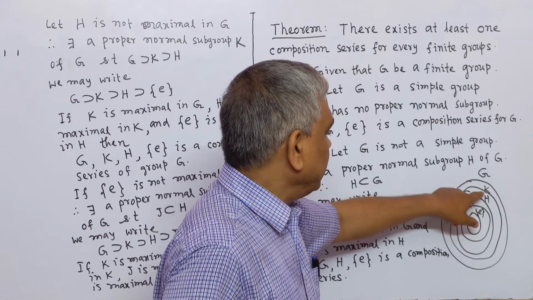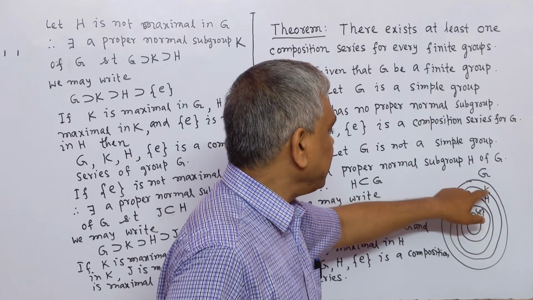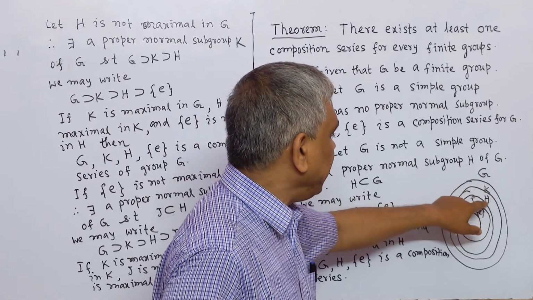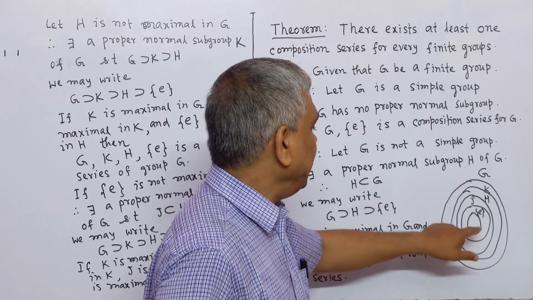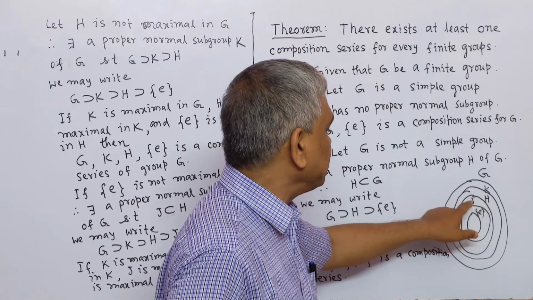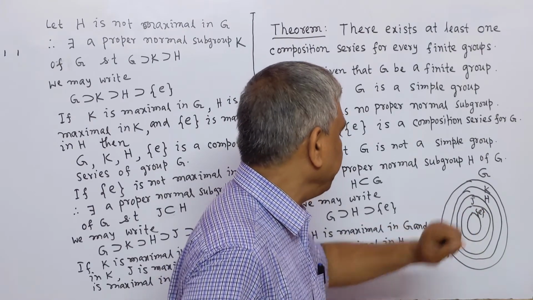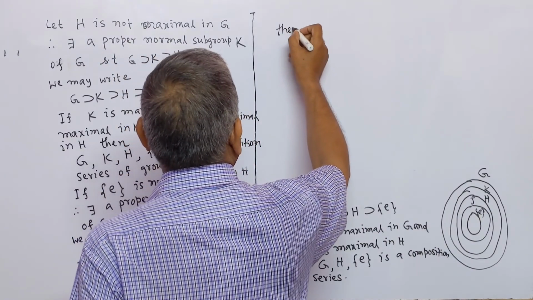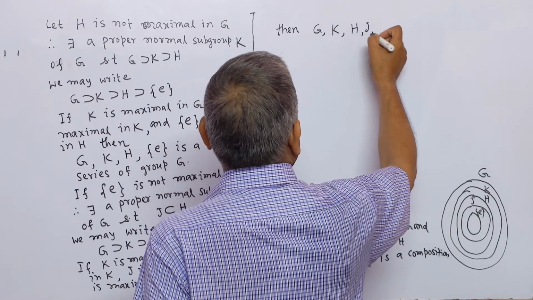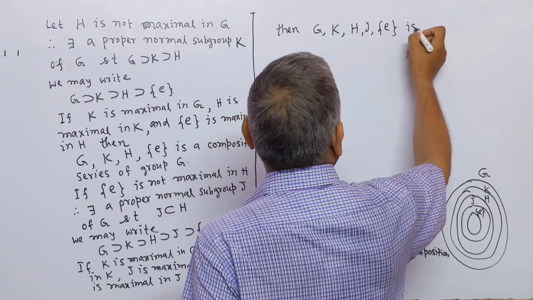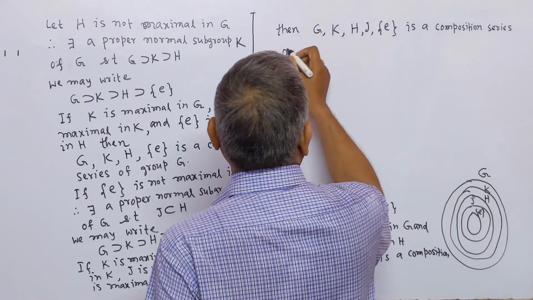Therefore, if K is maximal in G, that means there is no proper normal subgroup between G and K. H is maximal in K, that is, there is no proper normal subgroup between K and H. J is maximal in H, means there is no proper normal subgroup between H and J, and the set containing identity element is maximal in J, means there is no proper normal subgroup between J and the set containing only identity element. Then G, K, H, J and the set containing identity element is a composition series of group G.